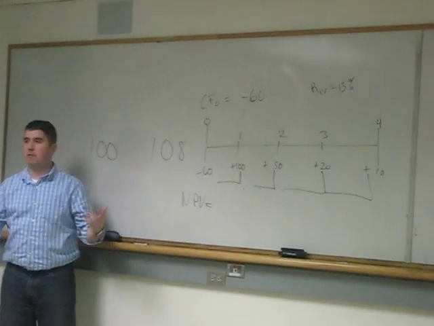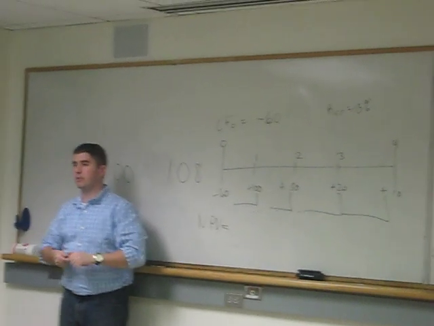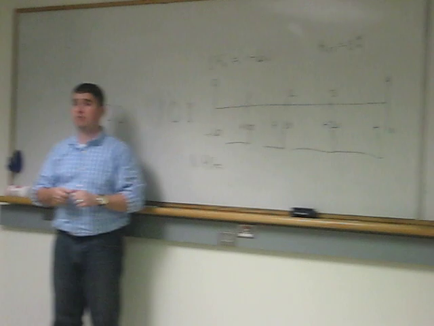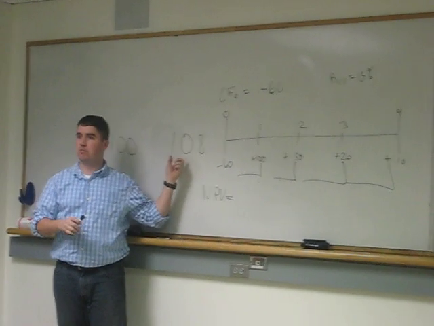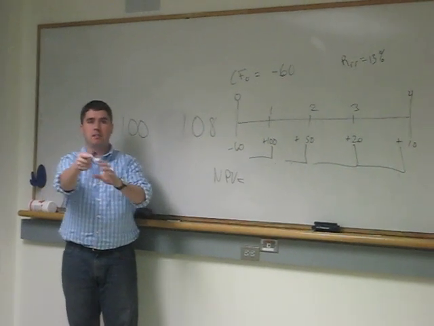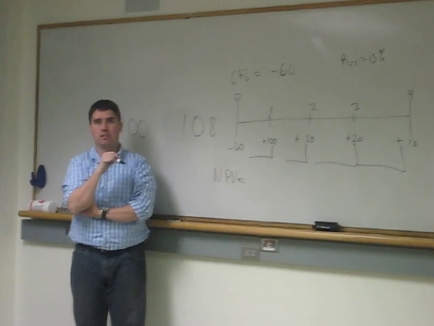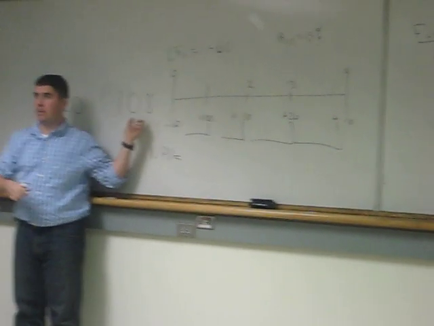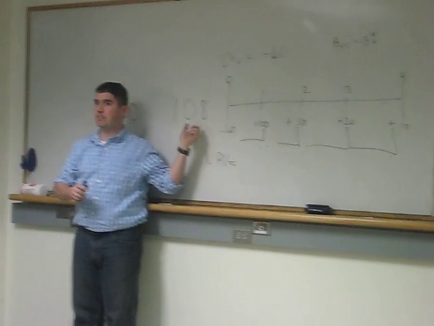Now, if I'm the manager of a company, in a real world situation, what required rate of return would I have to have for this to be a positive NPV project? Anything below 8%. If I had a 7% required rate of return, then this would give me a positive NPV. Does everybody see that?